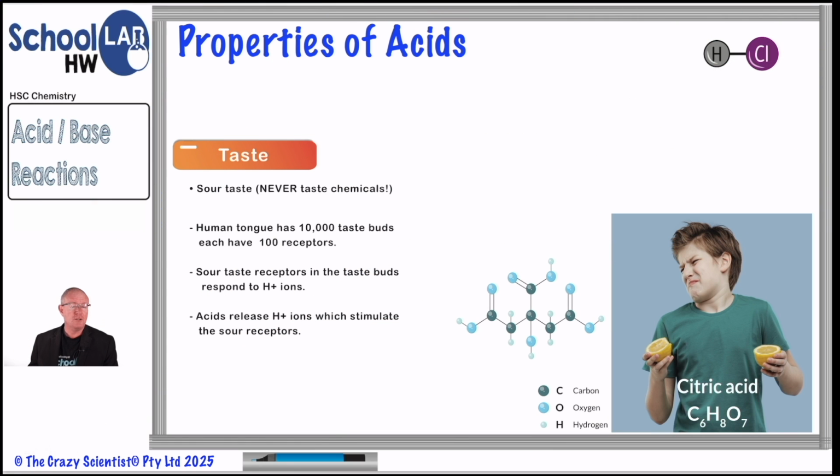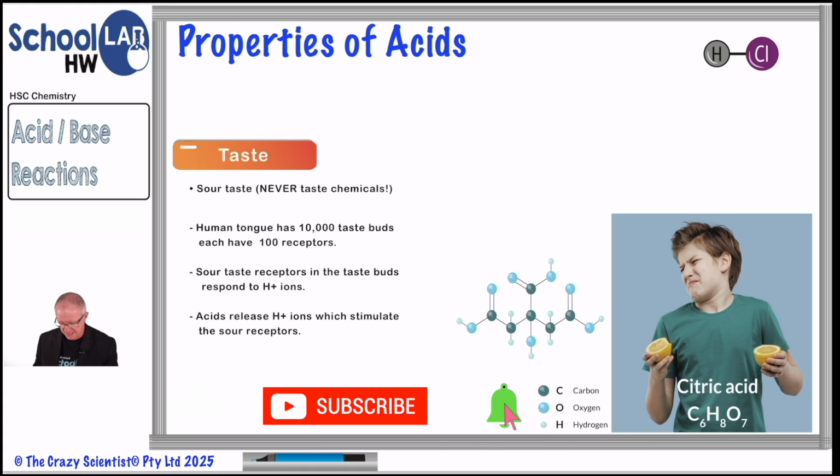All right, well, one of the main properties of acids is taste. You recognize acids in foods. Not that we taste acids, of course, in the lab, but in foods in everyday life, we taste them all the time. And one of them, of course, is in lemons. That sour taste in lemons.